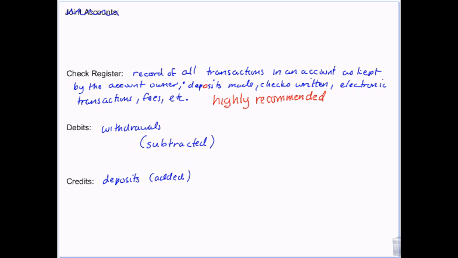A check register is highly recommended because it's you keeping track of what's going on in your account. When you do transactions, they don't always go through the bank immediately. If you write a check, depending on if you have to mail it, it could take up to several weeks before it clears from your account. If you forgot you wrote it, and you look at your balance and say, I have all this money, and then you go shopping, but you already spent it, it's not really there. I mean, it's still there, but it's not really there, right?